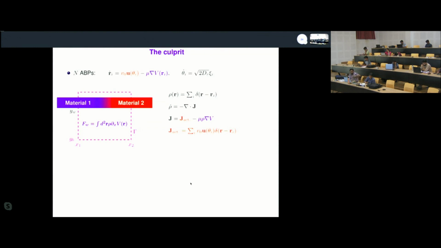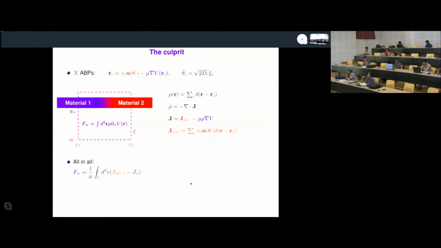Then I want to compute F, which is the integral of rho grad V. I can simply use the fact that J equals J active minus mu rho grad V, and I write that the force is 1 over mu times the integral over this area of the x component of J active minus the x component of the current. So if I know how to compute this in steady state, I'm good.